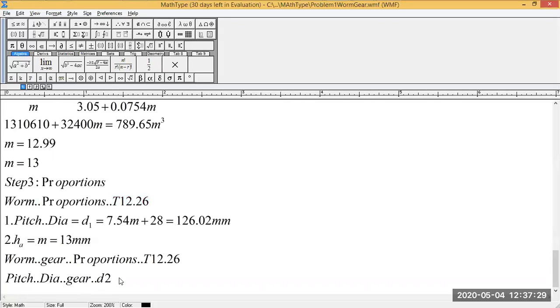Right? So for D2, there is nothing specifically given. You can check in the data handbook. So that we already know what to do. There is m Z2. So this is a module times the number of teeth. That we already know. So we can just substitute there. So module we just found is 13, and into Z2 number of teeth is 36. And we come to know this is 13 into 36.